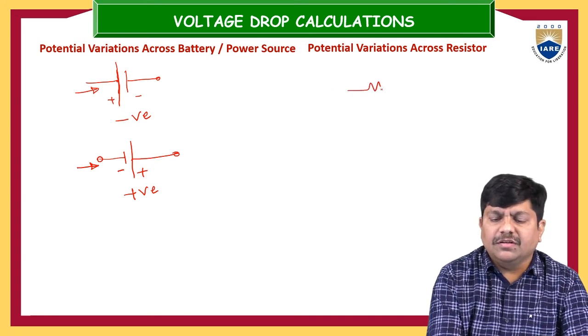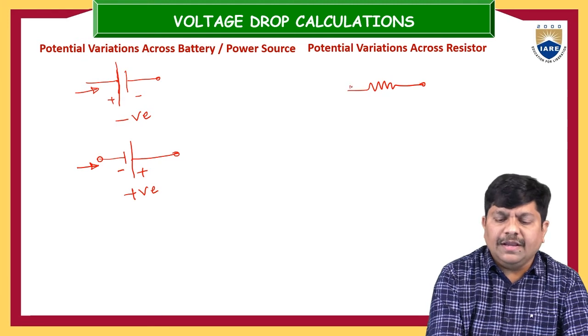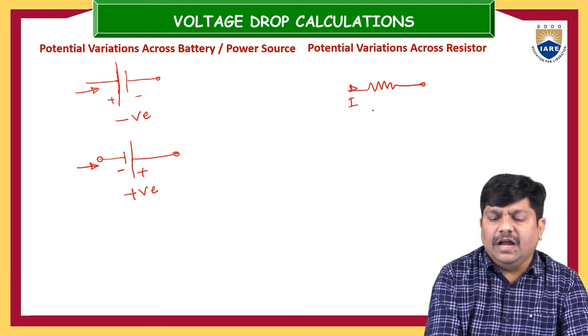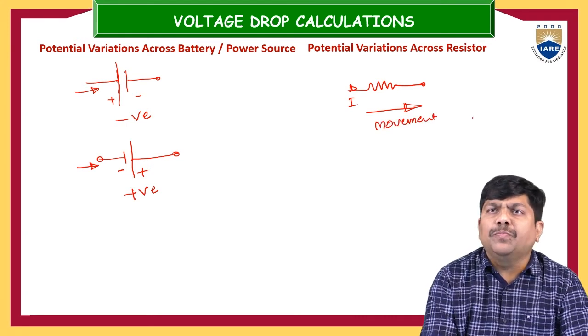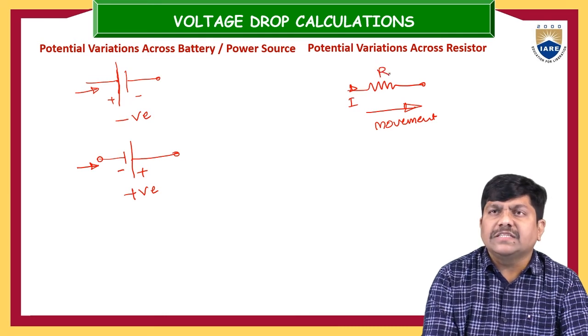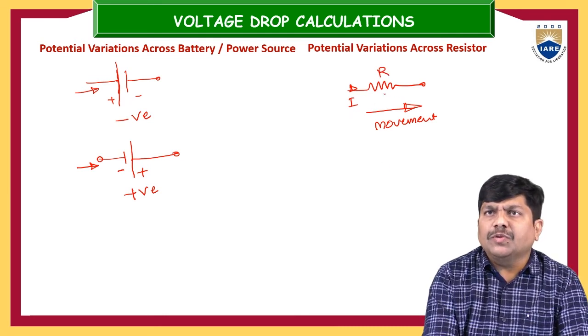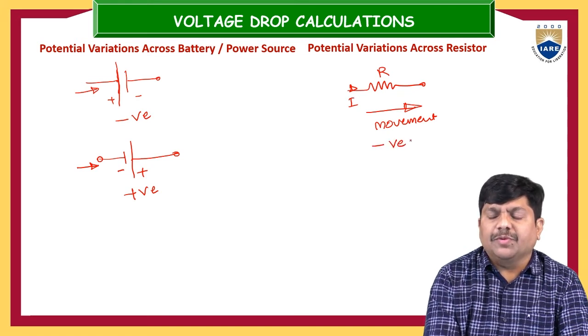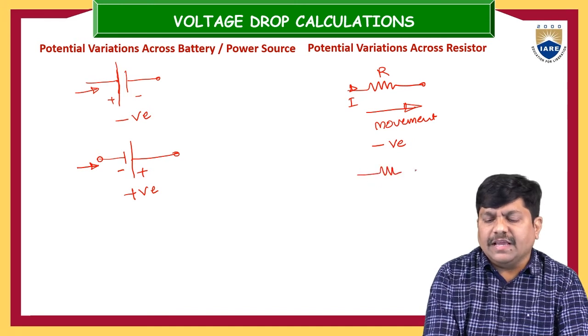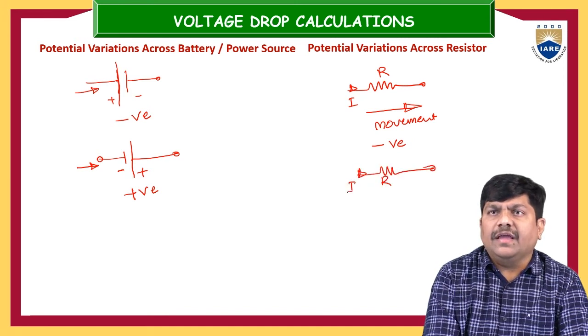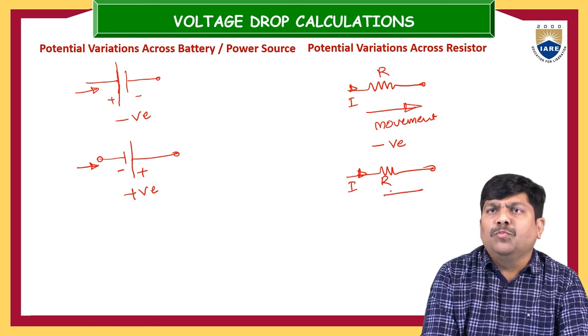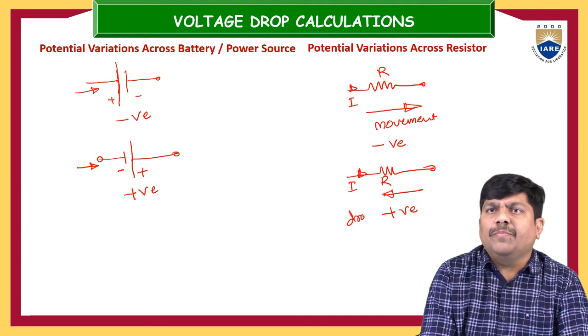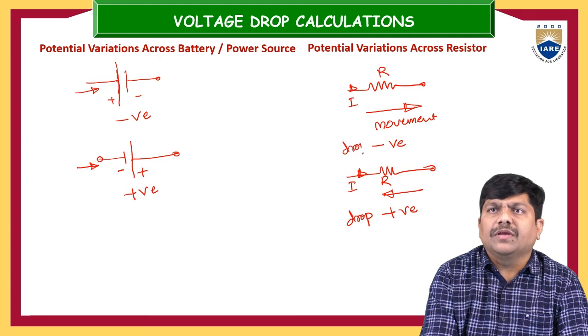Coming to the resistor. Suppose this is the resistor. Current is entering into the resistor like this, and here the movement is very, very important: in which direction you are moving. If the resistance of the resistor is R, and the current direction and the movement are the same, then the polarity is negative. And if the resistor is like this, with current I entering, and the movement is in the opposite direction, then consider the drop positive. So the drop becomes positive here, and the drop becomes negative here.